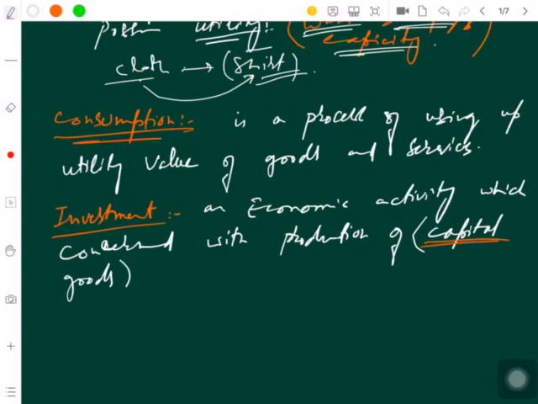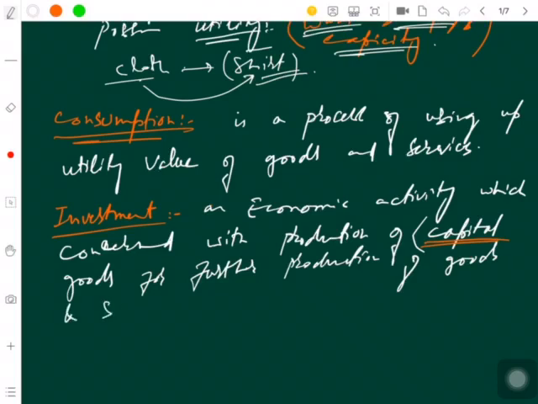So capital goods are such goods which are produced for the further production of goods and services. I'll write it like this: an economic activity which is concerned with production of capital goods for further production of goods and services. I will cite a very simple example.